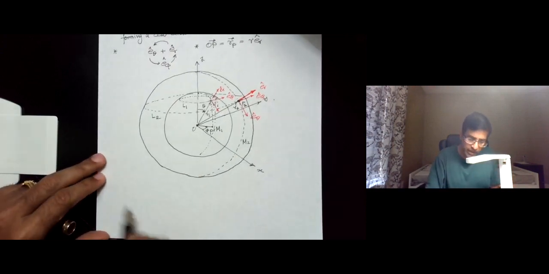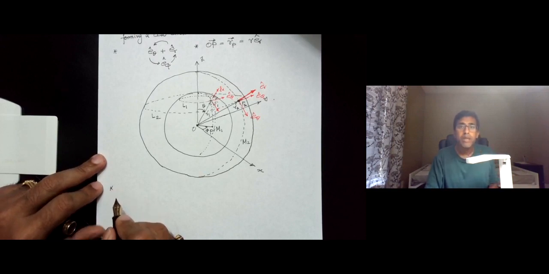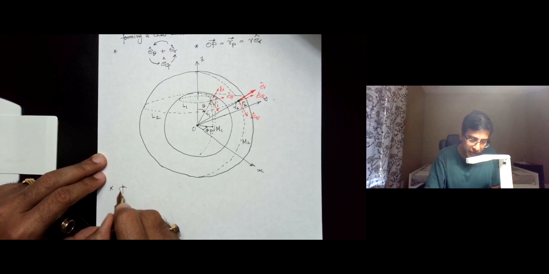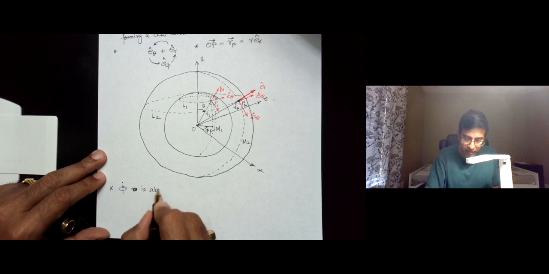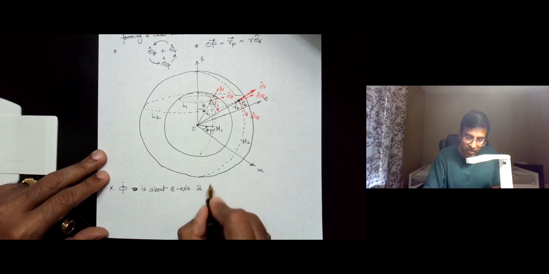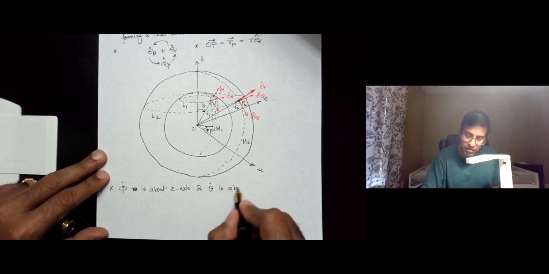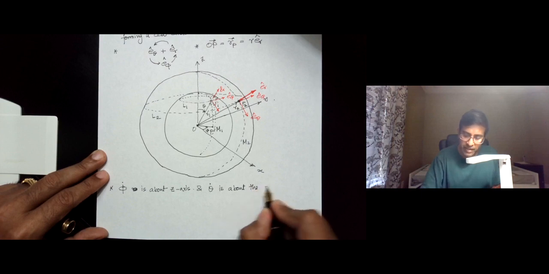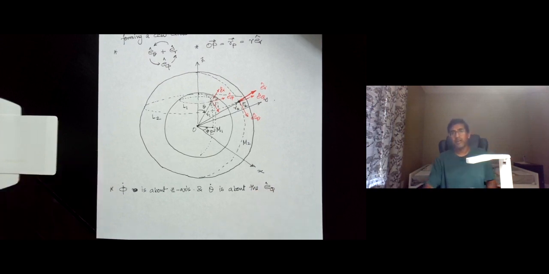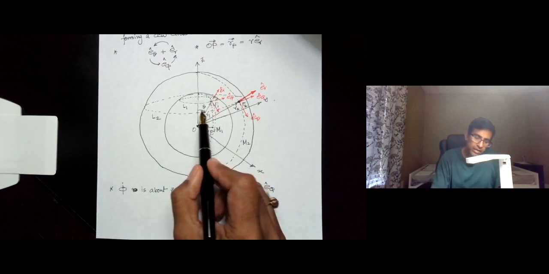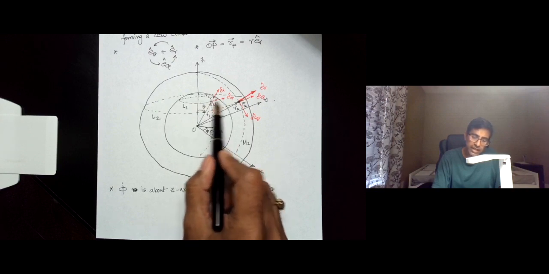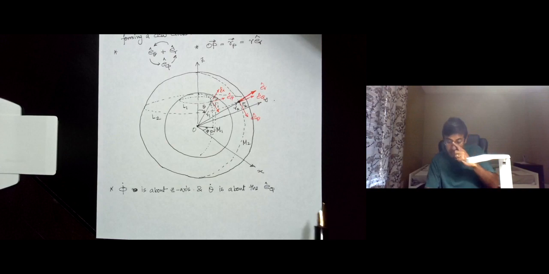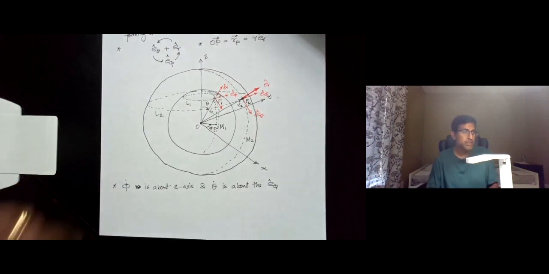Now, with respect to this diagram, there are a couple of observations that we'll make. One is that phi dot is about the z-axis, and theta dot is about the E phi axis. So if you look at this particular diagram here, the theta dot, that is the rate at which the latitude is changing, that vector is going to be always along the E phi axis, and phi dot is always going to be about the z-axis.